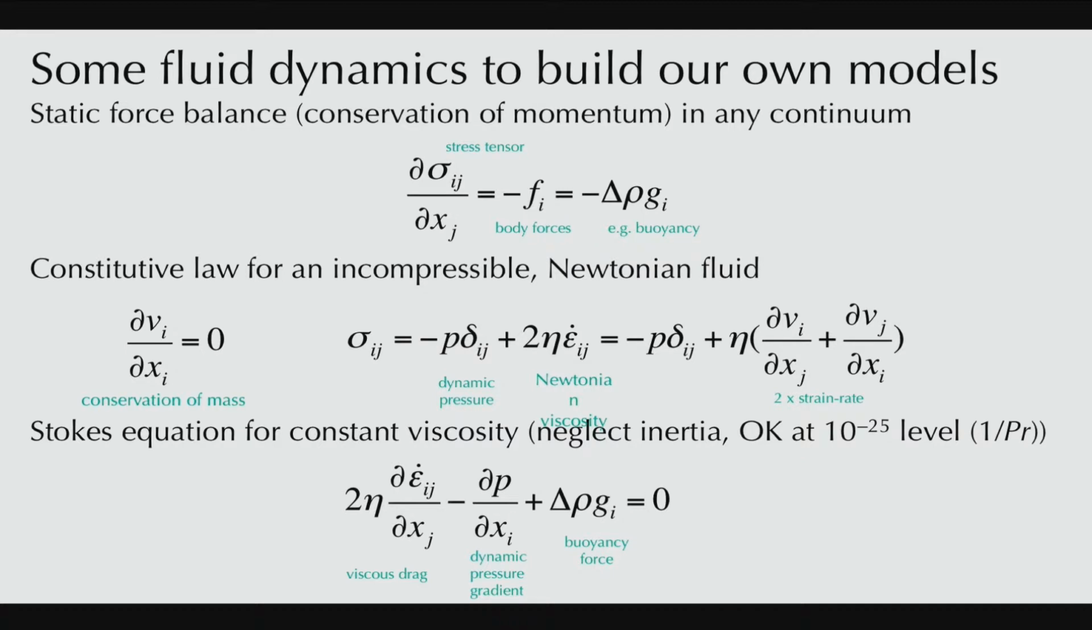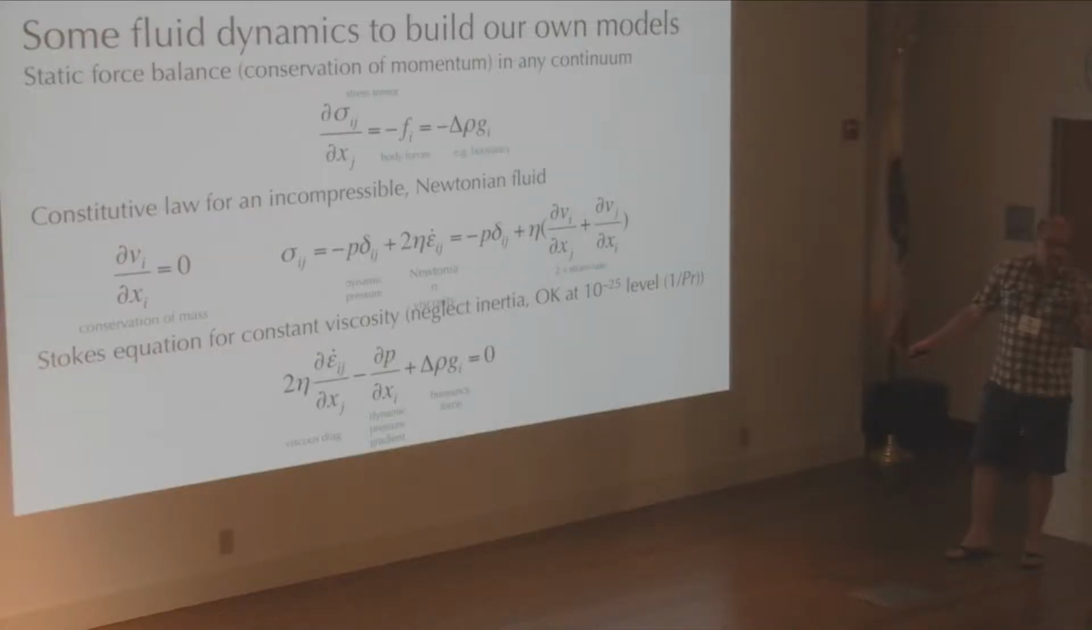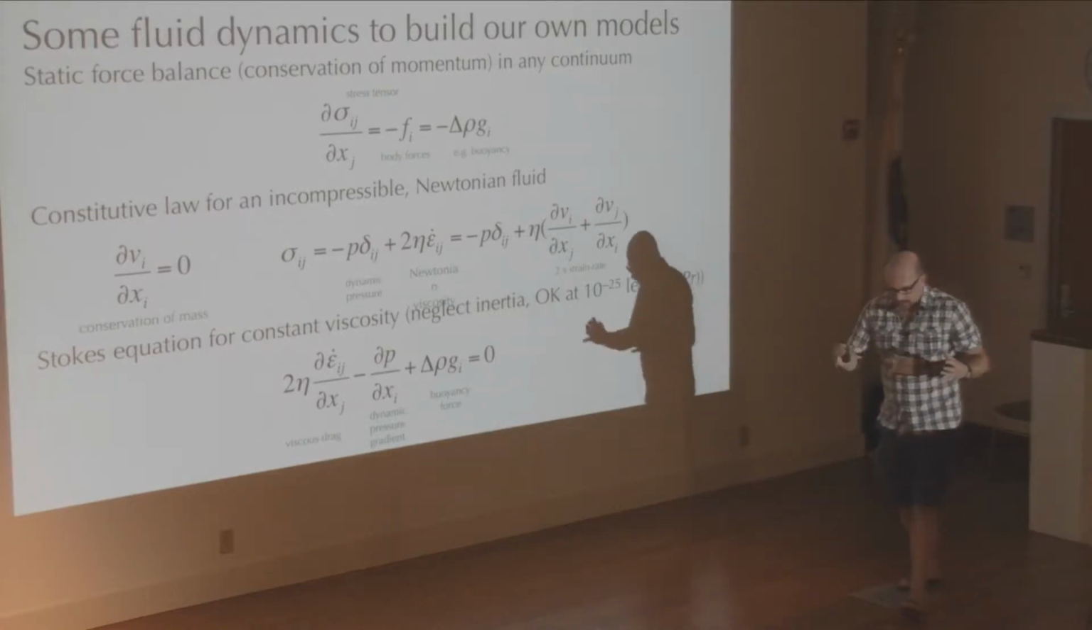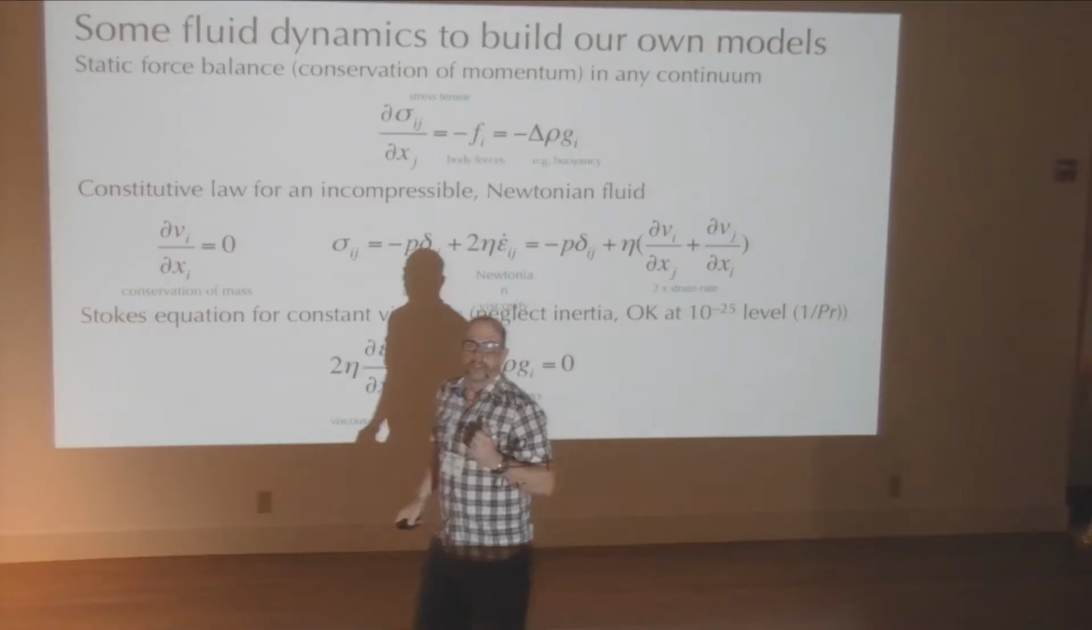The force needed to shear depends linearly on the strain rate times the viscosity. That's one simplified assumption. If we plug that in, we end up with this equation here that tells us that for any sort of flow that's Newtonian, the viscous drag, viscosity times strain rate, some sort of gradient in strain rates, is balanced by the dynamic pressure gradient and the buoyancy force. Okay, so whatever you're asking about subduction, this equation has to hold.